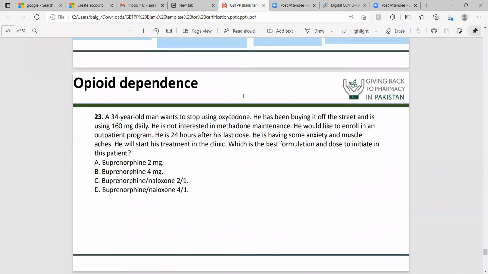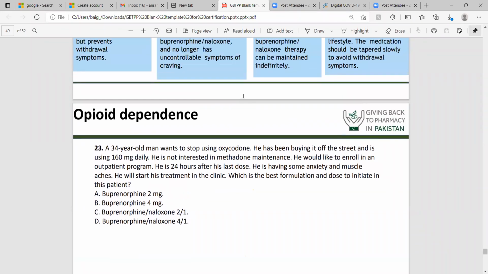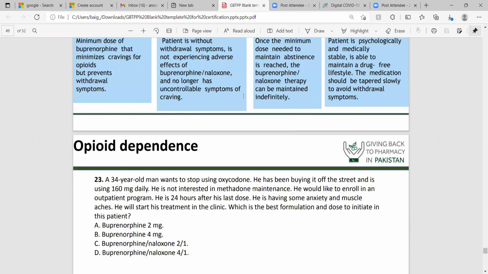So the question for opioid dependence is a 34-year-old man wants to stop using oxycodone. Here we have to keep in mind which medication they have been taking and are addicted to. In this case it is oxycodone, a short-acting opioid. He has been buying it off the street and is using 160 milligrams daily. He is not interested in methadone maintenance. He would like to enroll in an outpatient program.